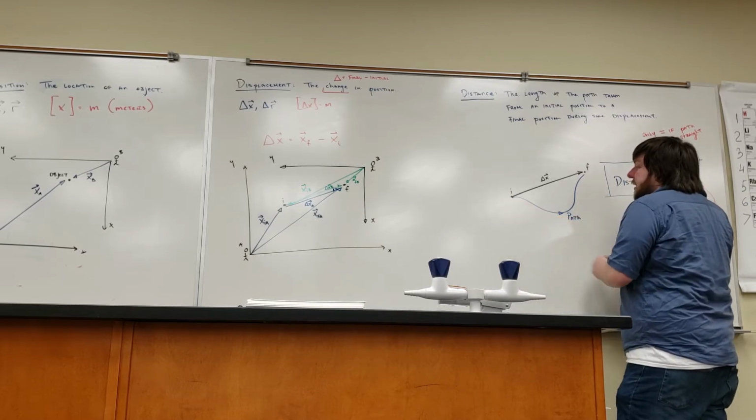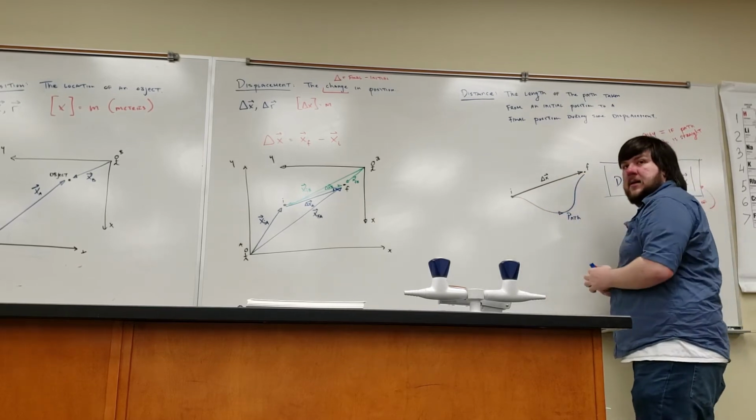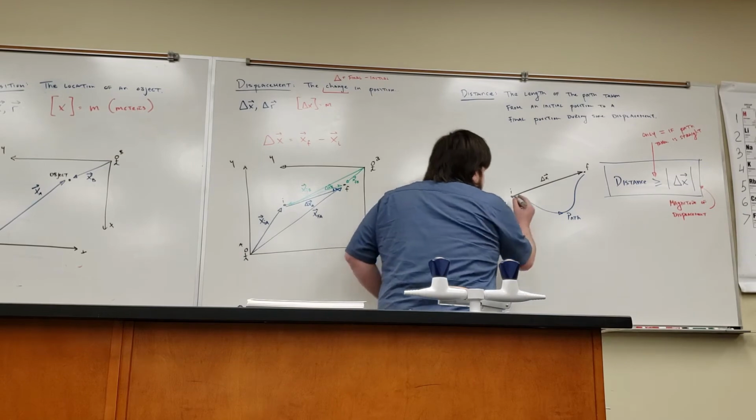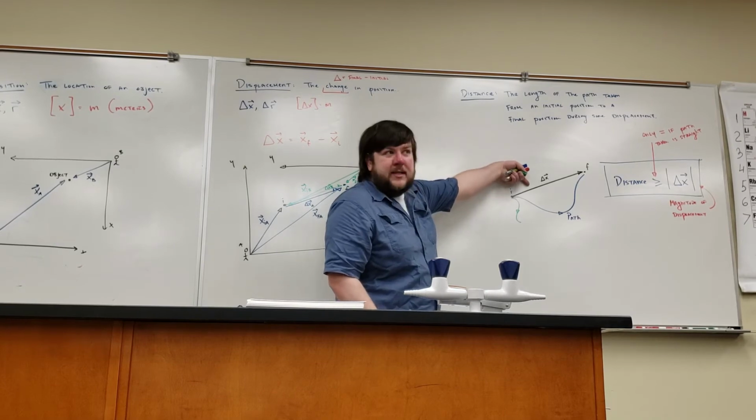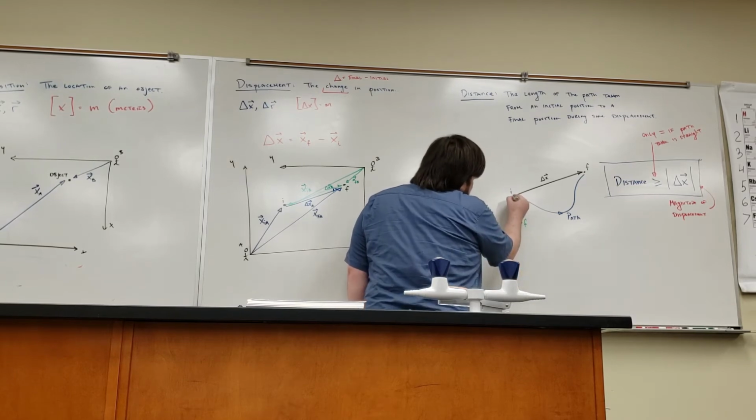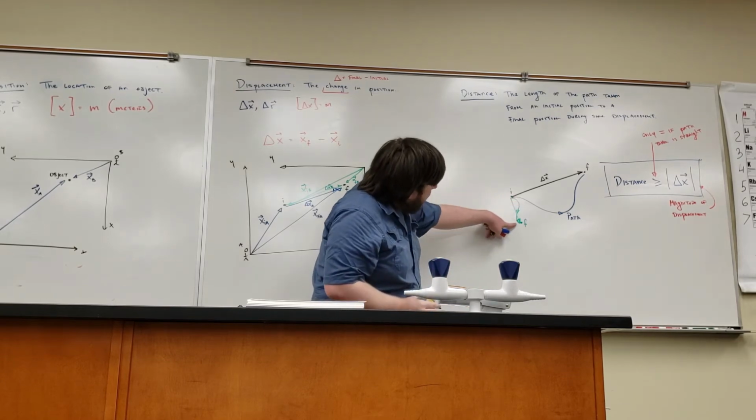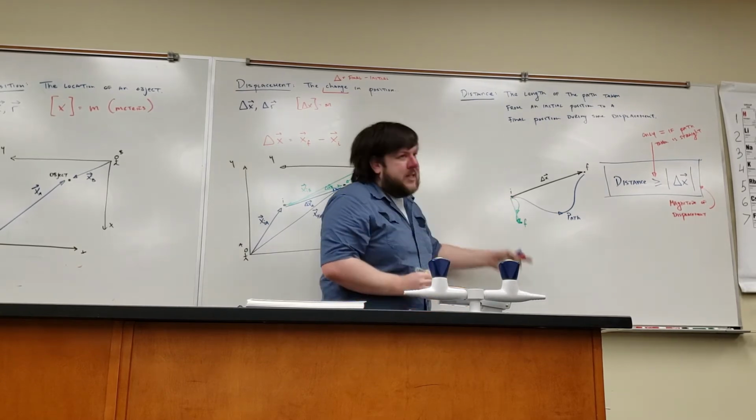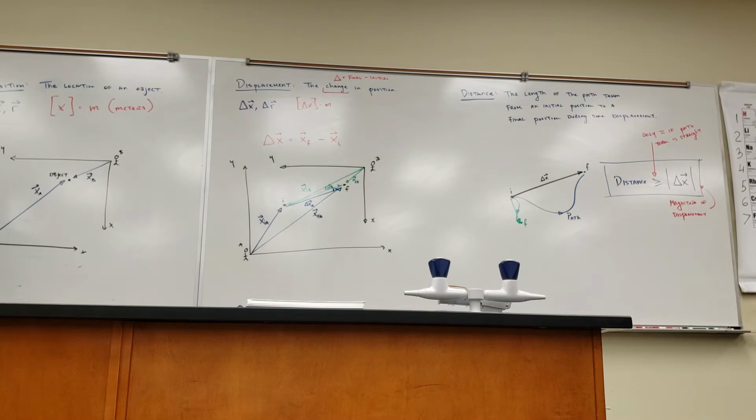If you chose a path that was shorter, it wouldn't have the same endpoints and there'd be a different displacement than this. For instance, if I chose a path that looked like this, that path does not correspond to that displacement because it has different endpoints. That path would correspond to this displacement, but still, the distance along that curved path would be longer than the magnitude of that displacement. Anytime you have a curved path, the distance is going to be greater than the magnitude of the displacement. Always. Okay? Any questions?